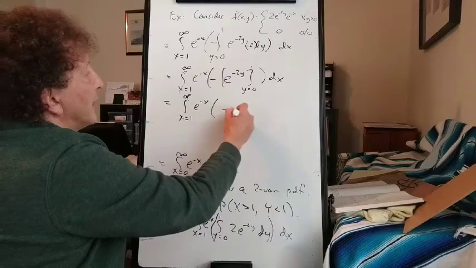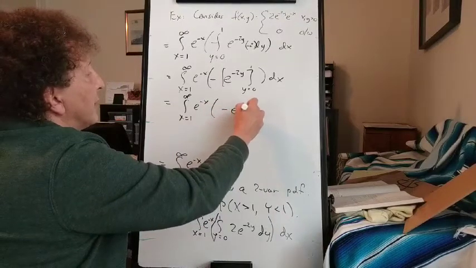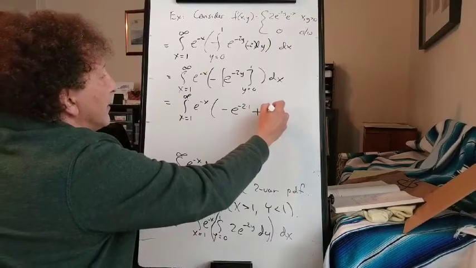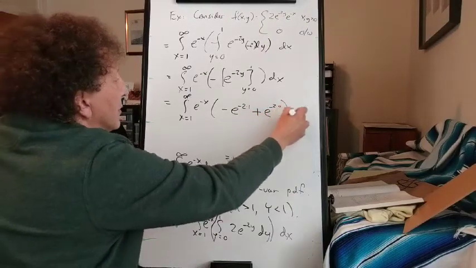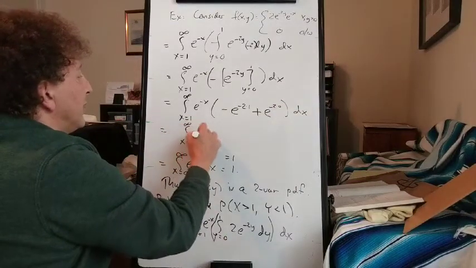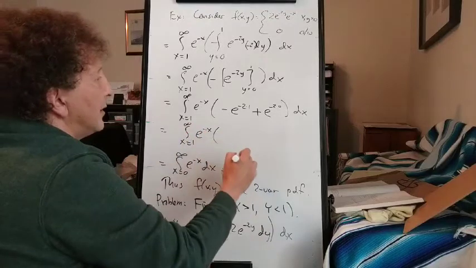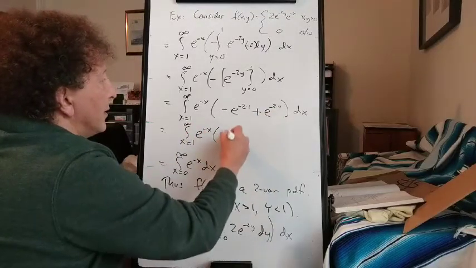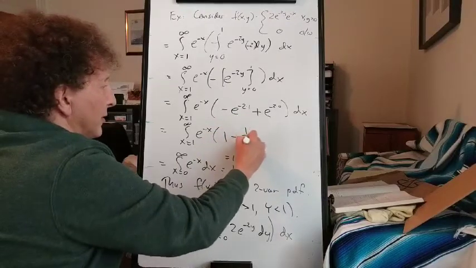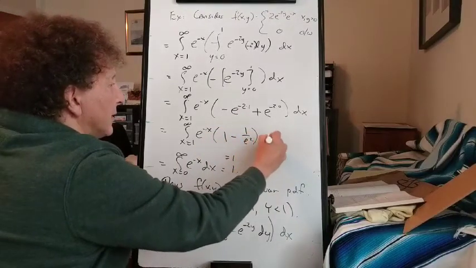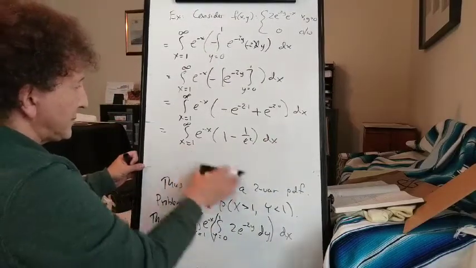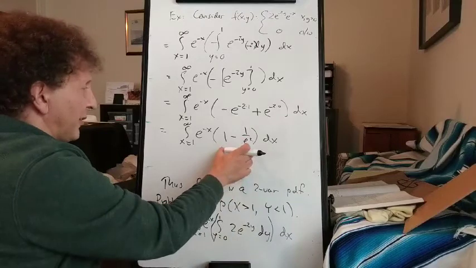So we have negative e to the negative 2 times 1 minus negative e to the negative 2 times 0, which is the integral from 1 to infinity e to the negative x. e to the 0th is 1 minus e to the negative 2, so 1 over e squared dx. Alright, now this is just a constant, so we can pull it out.